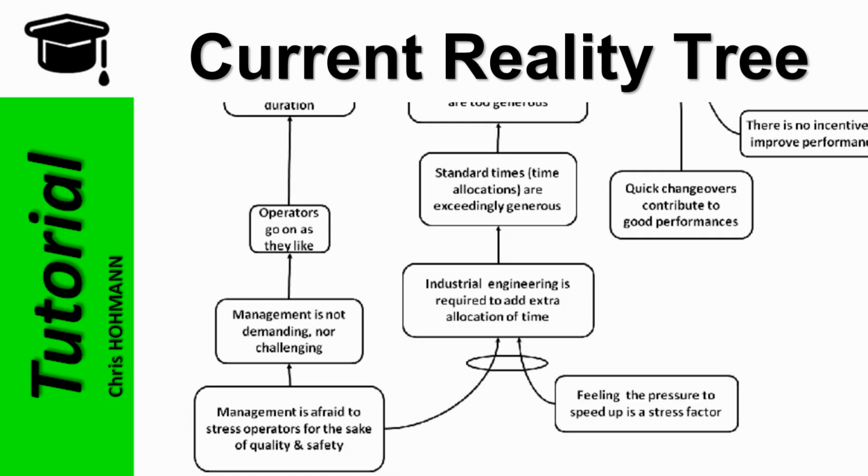And why is that? Because if management is afraid to stress operators for the sake of quality and safety, and if the pressure to speed up is a stress factor, then industrial engineering is required to add extra allocation of time, in other words, to be generous when defining standard times. If management is afraid to stress operators for the sake of quality and safety, then management is not demanding nor challenging. If management is not demanding nor challenging, then operators go on as they like.